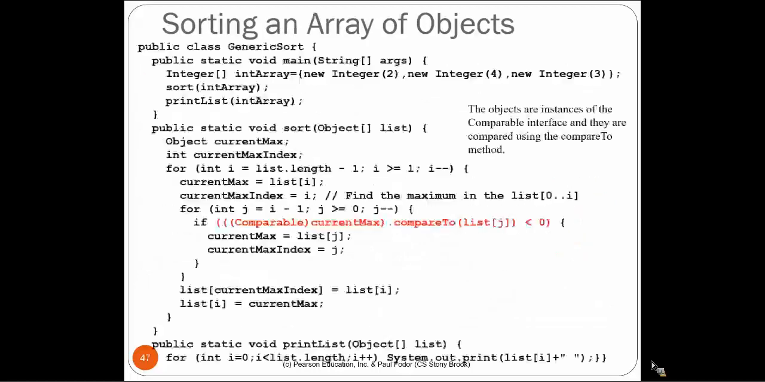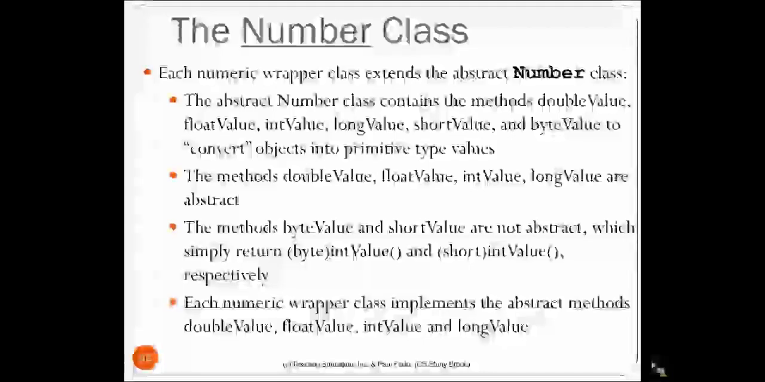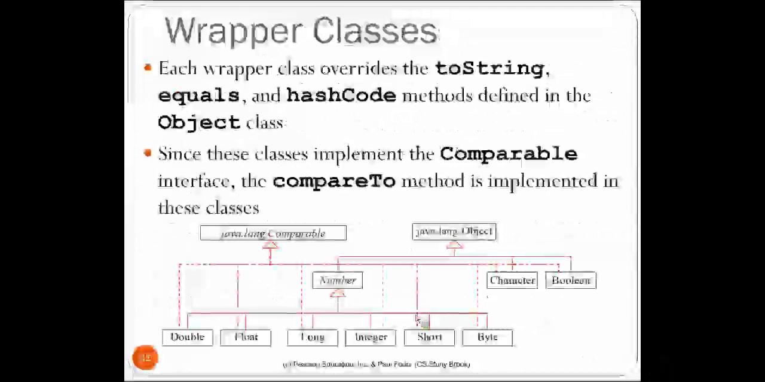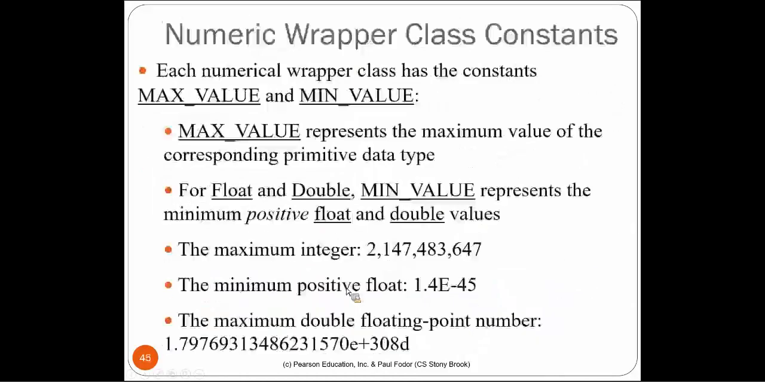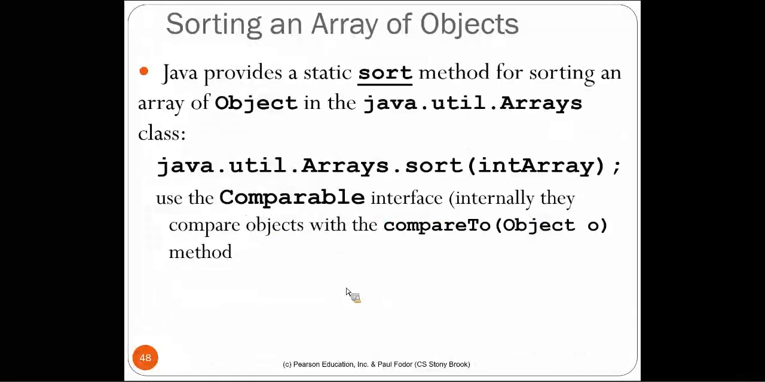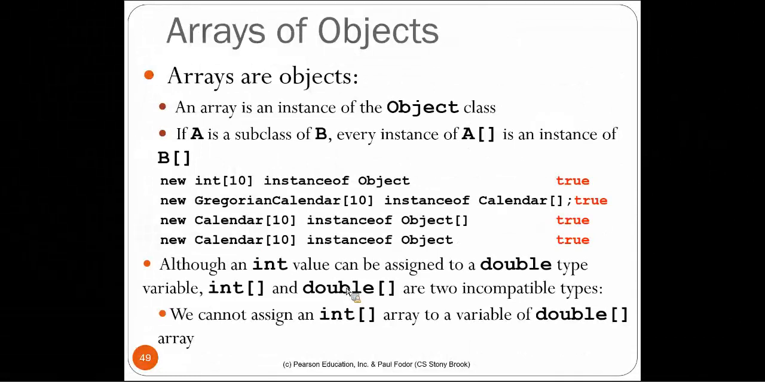Similarly, if we look at the hierarchy for objects, we cannot directly assign an Integer wrapper type to a Double wrapper type variable. The reason is that in the hierarchy, Integer is not defined as a subclass of Double. They're actually siblings, both subclasses of Number. That is important because it tells us that what we were able to do with primitive types, assigning an int to a double, we cannot do with wrapper types.